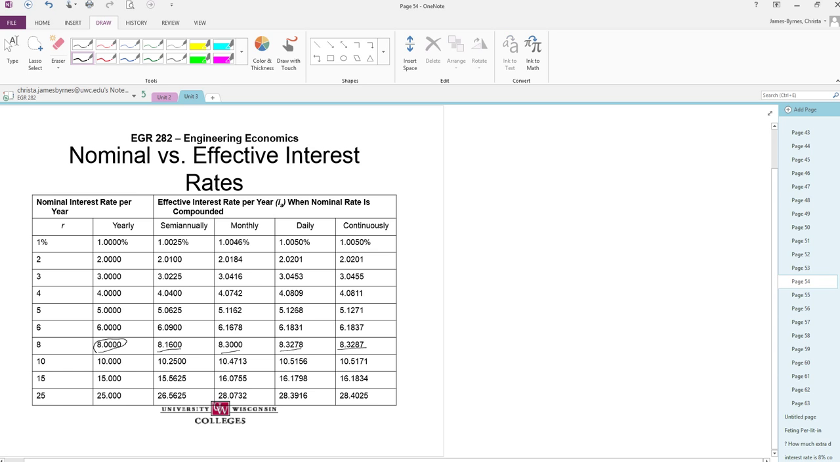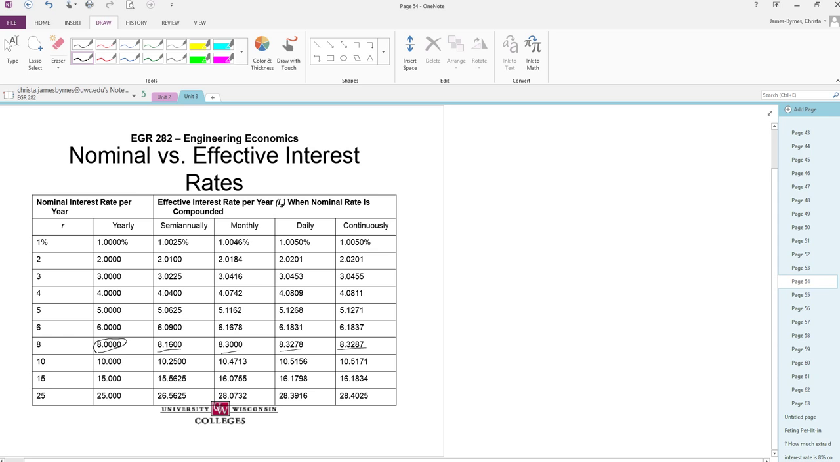What do you think CDs pay? Certificates of deposit. I put them in the bank, I leave them in there. Well, they pay yearly, of course, because that's the low one. Credit cards, on the other hand, remember we said they were between 15 and 25? They compound daily. So if you paid a 25% credit card bill, you're really paying 28.4. Holy buckets, that's a lot of money. That's an extra 3.4% per year.